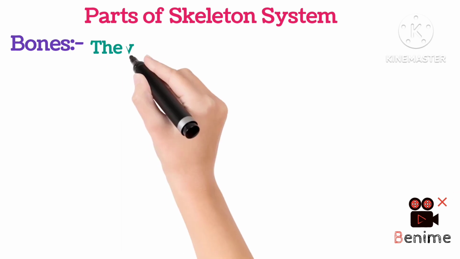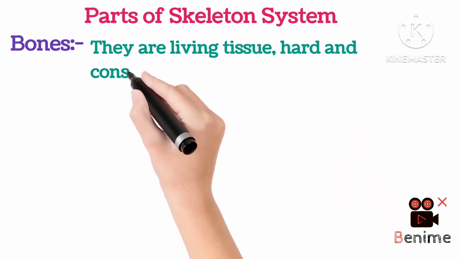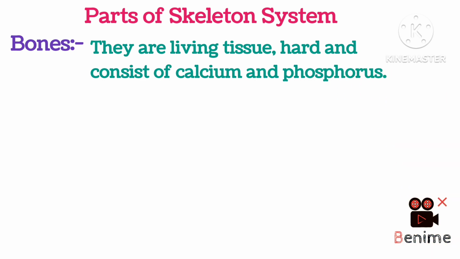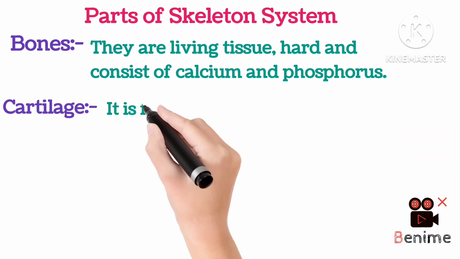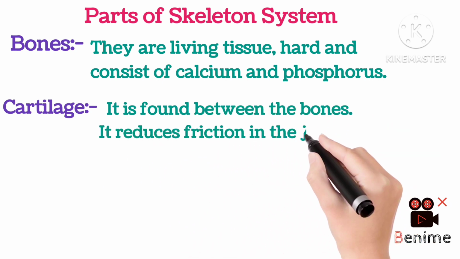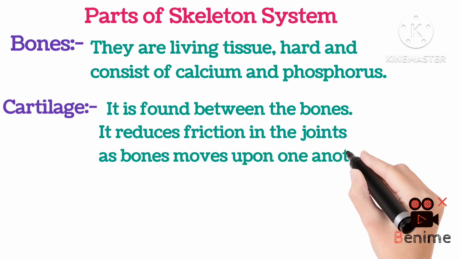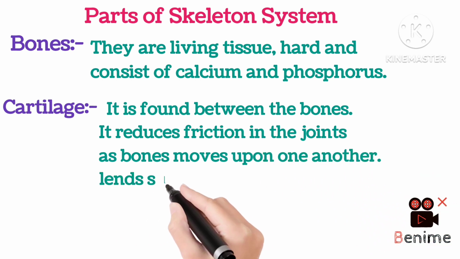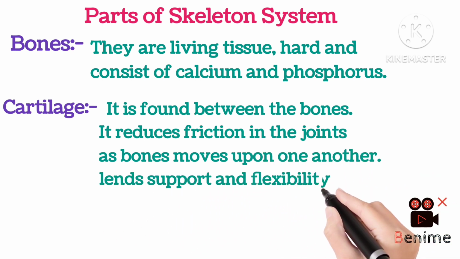Parts of skeleton system. Bones. They are living tissue, hard, and consist of calcium and phosphorus. Cartilage. It is found between the bones. It reduces friction in the joints as bones move upon one another. It lends support and flexibility.